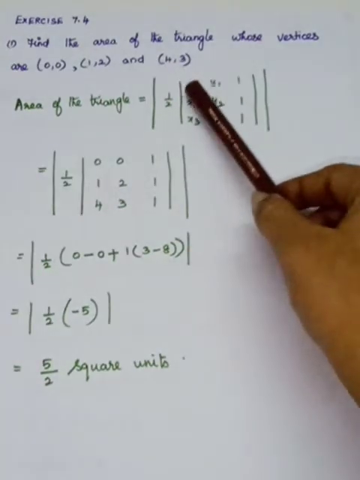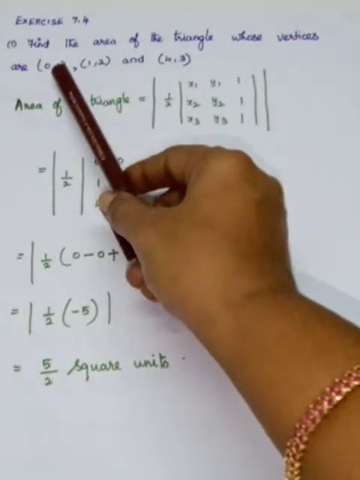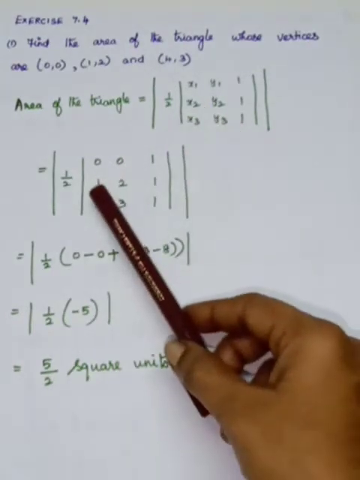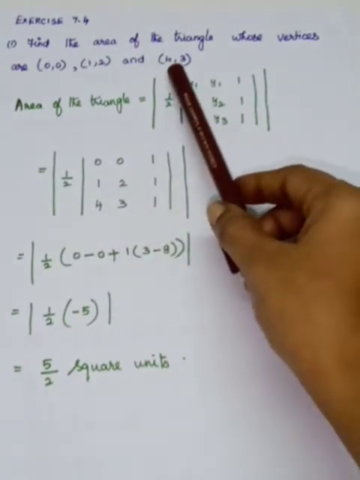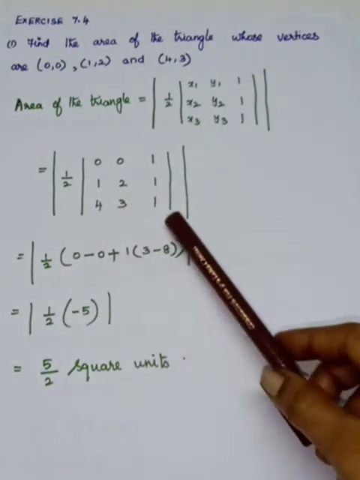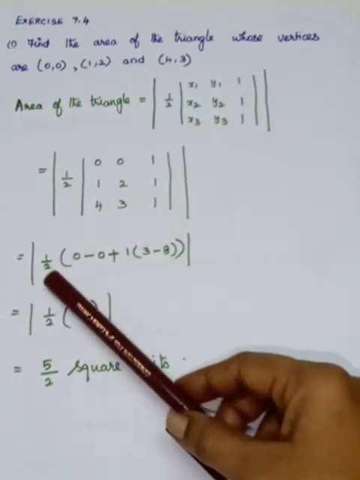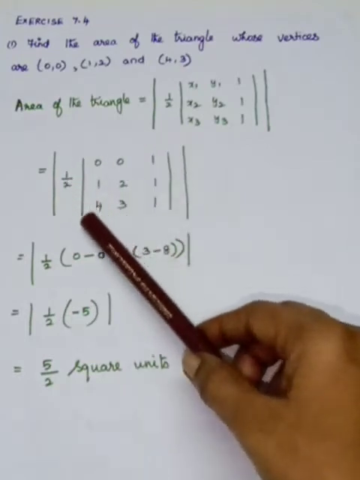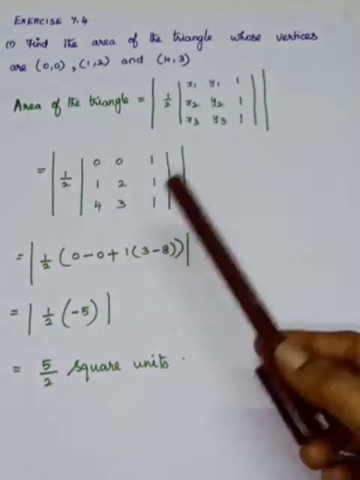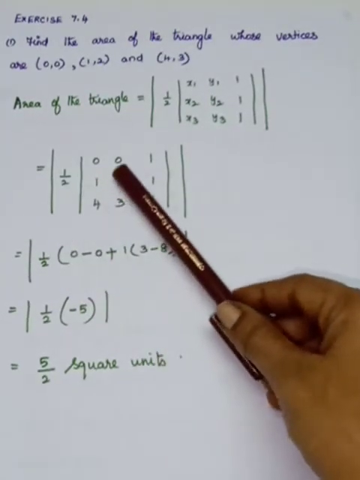So in the place of x1, the vertex is 0. Here y1, 0. This is x1, y1. The second point is x2, y2. So it is 1, 2, 1. And the third point is x3, y3. So this is 4, 3, 1. And absolute value has to be written every step. Half is in the front, and you are going to expand by R1. So the first 2 entries are 0. 0 into anything is 0. So I didn't write, only 0 is written. When you go to the next element, you have to change the sign.